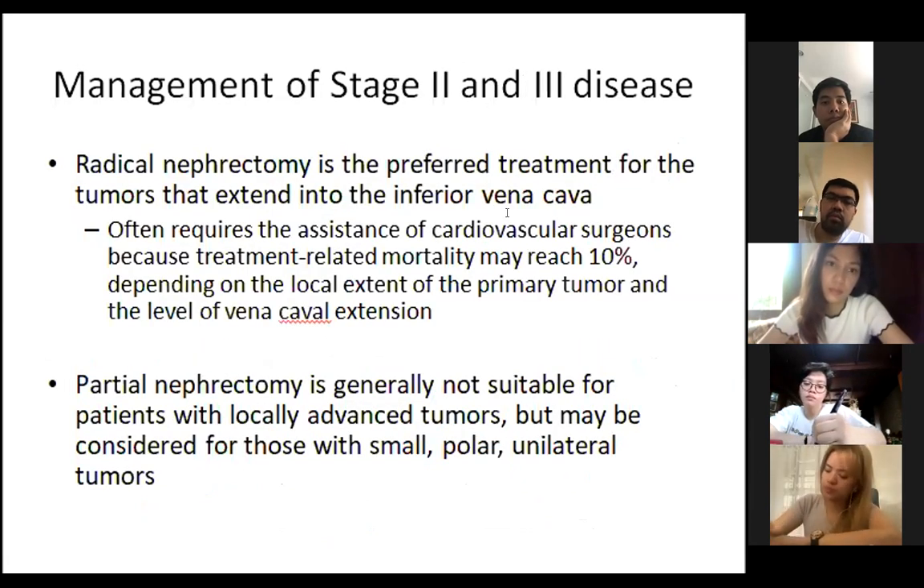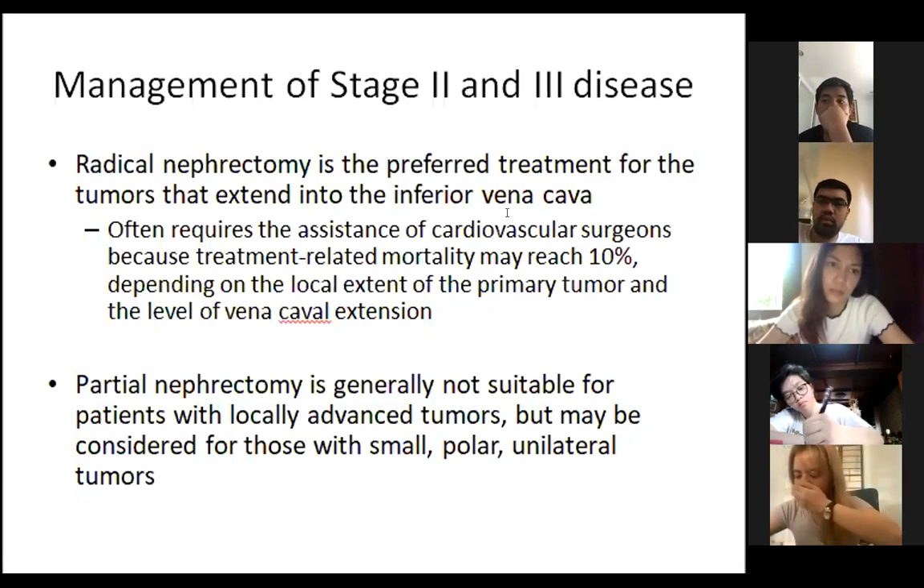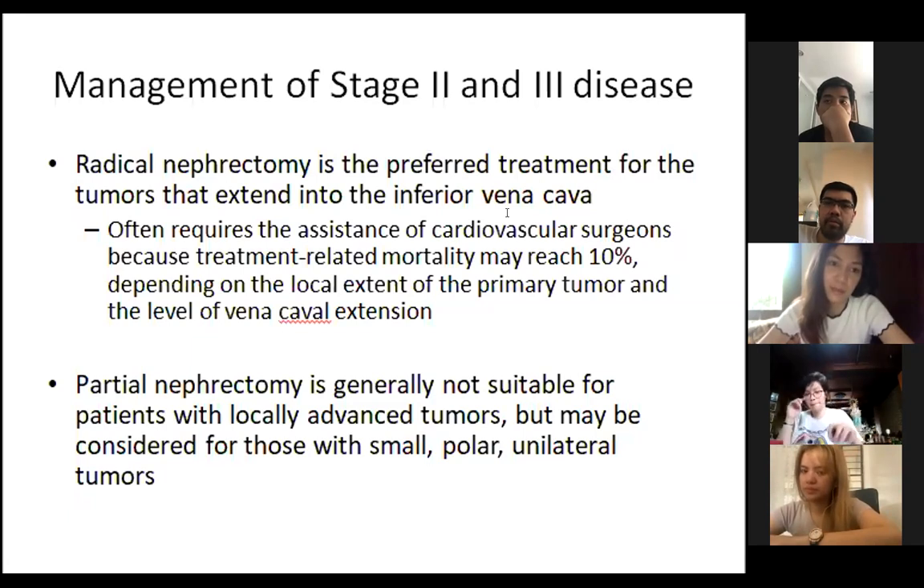For stage 2 and stage 3 disease, radical nephrectomy is the preferred treatment for the tumors that extend into the inferior vena cava. So it often requires the assistance of cardiovascular surgeons because treatment-related mortality may reach 10%, depending on the local extent of the primary tumor and the level of vena caval extension. So partial nephrectomy is generally not suitable for stage 2 and 3, but may be considered for those still with small polar unilateral tumors.